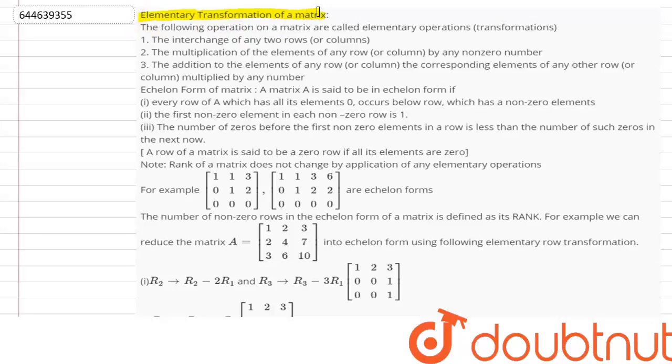Hello, today we have a question from matrix. In this question, we are given what are elementary transformations of a matrix, what is echelon form of a matrix, and what is rank.